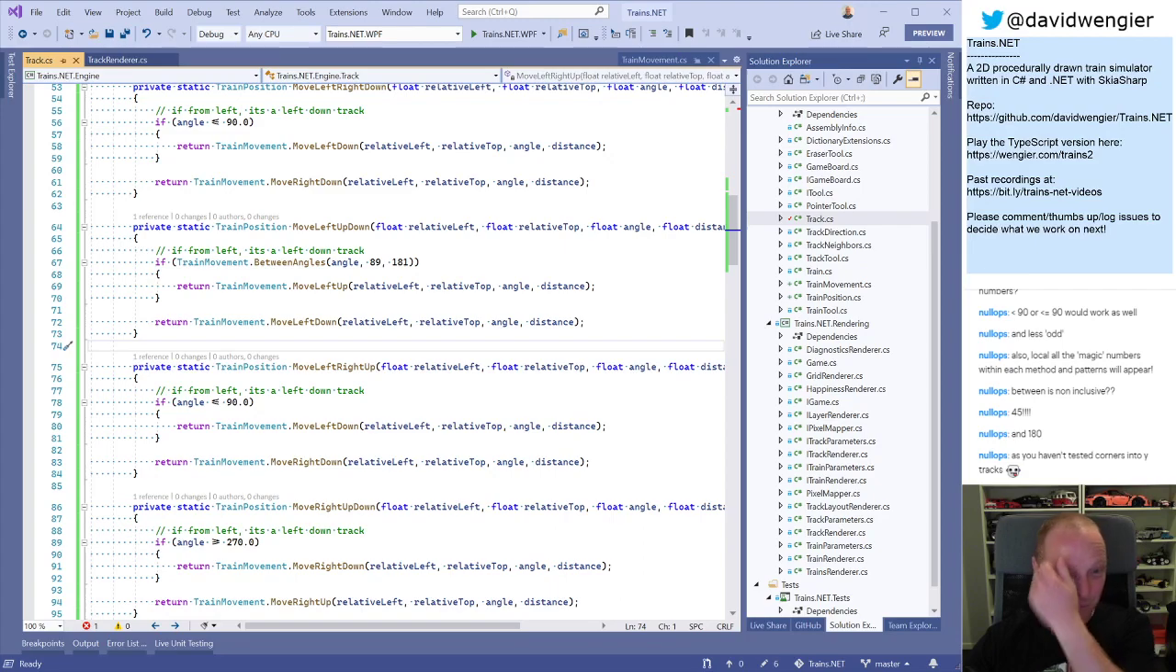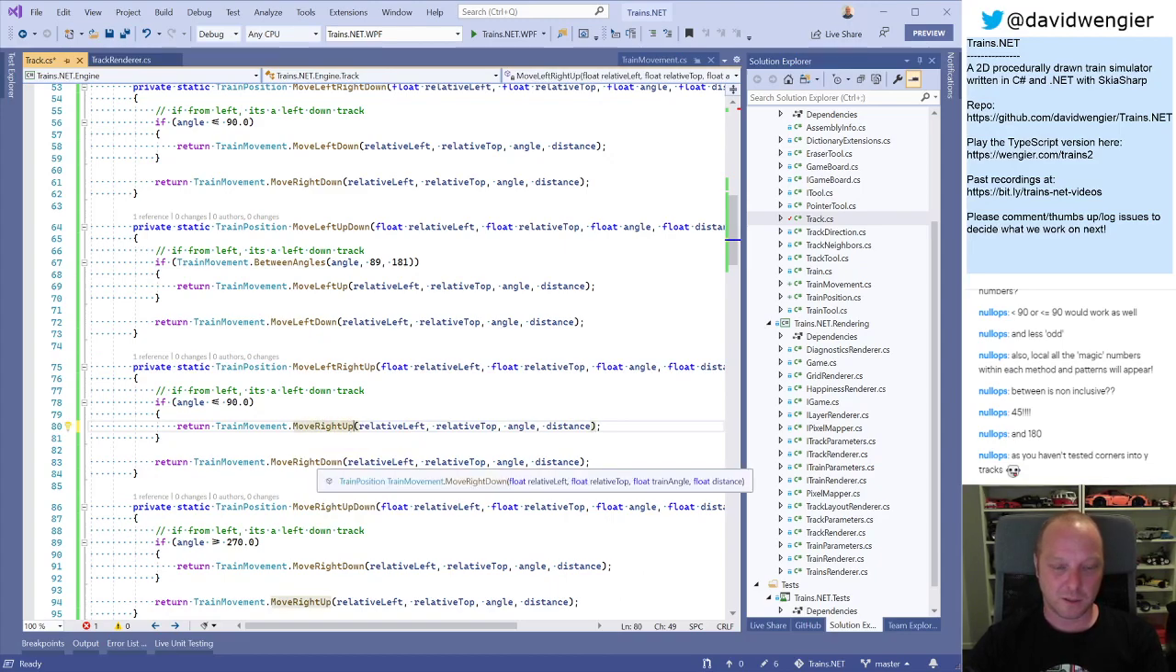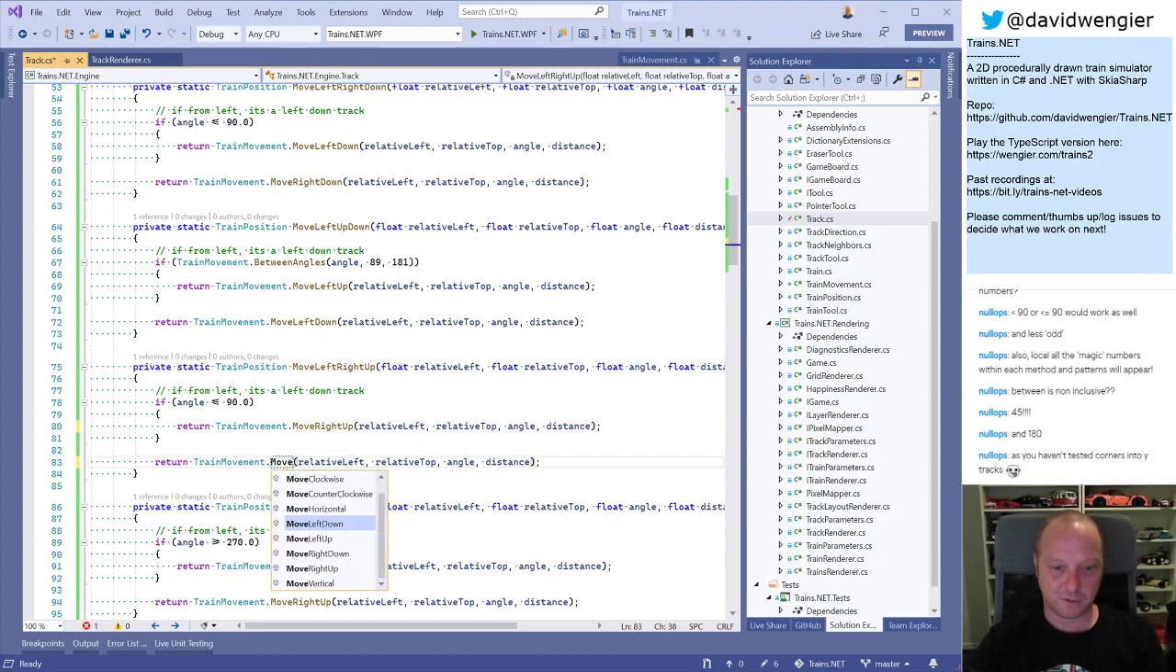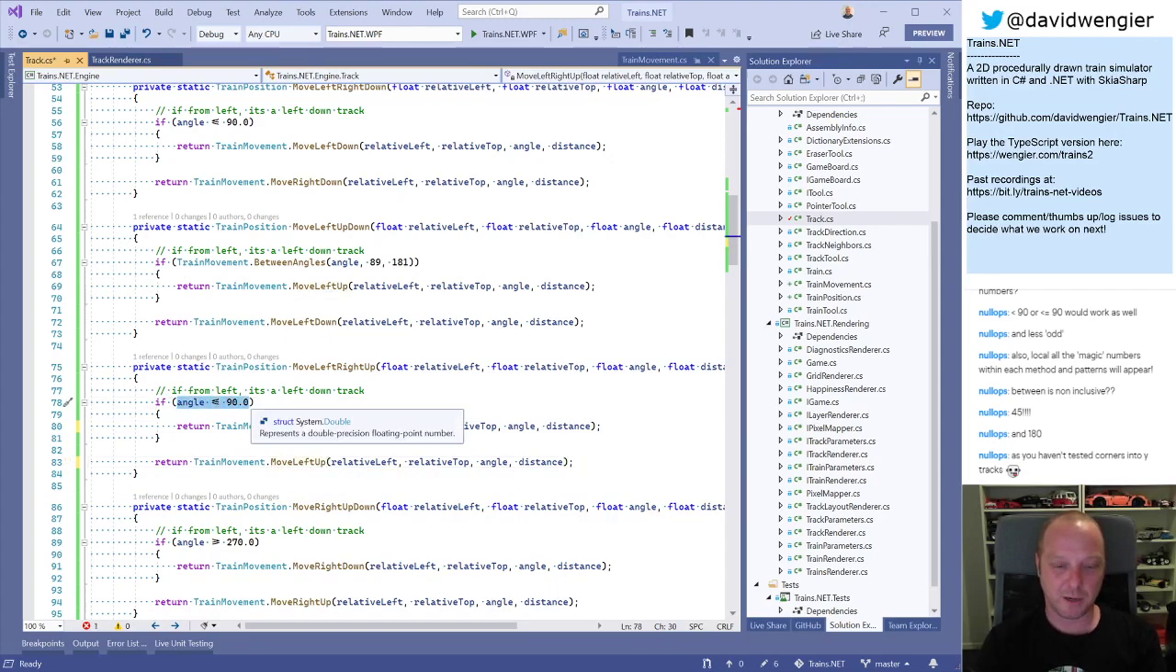So, left, right, up. So, move right up is the special one, and move left up is the other one, and then right up. So we're coming in at 180? No. Yes. We're coming in at 180, and we're going up to 270.